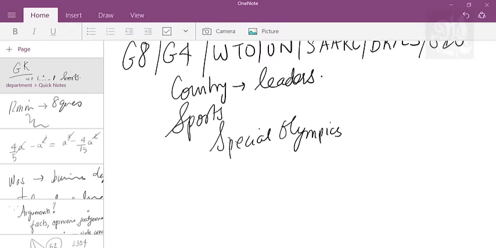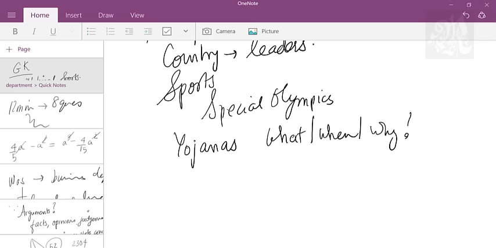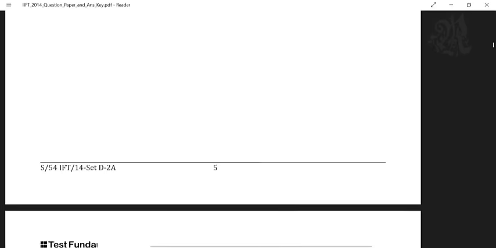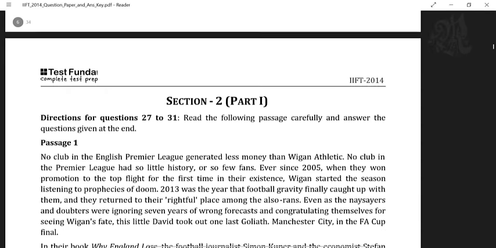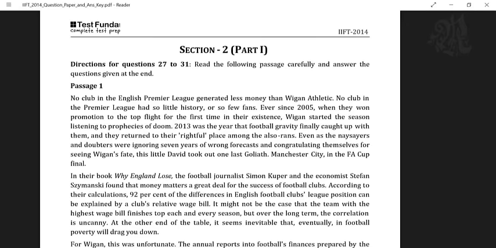Next, the Yojanas. All the Yojanas. Which Yojana deals with what? Launched in which year? Why were they launched? So, what, when, why? All right, so that is GK. So this much to do in GK.